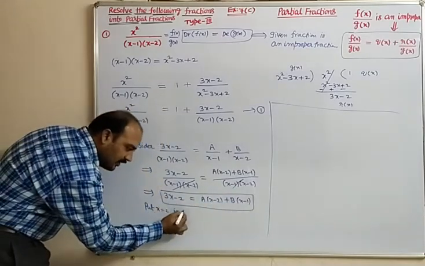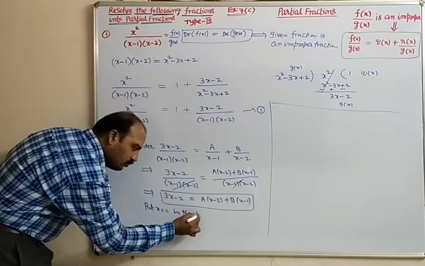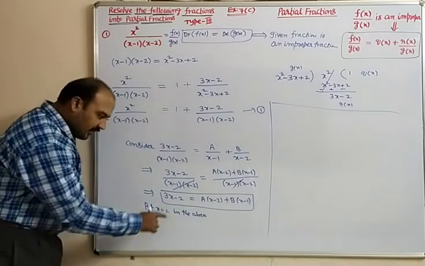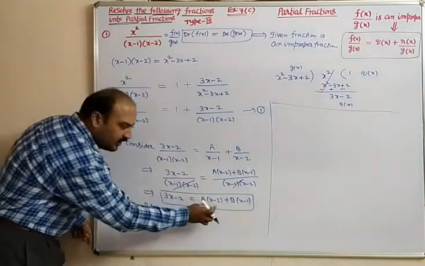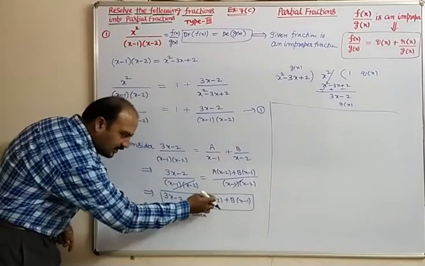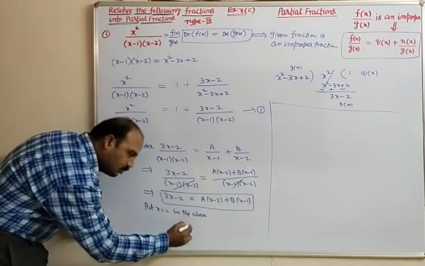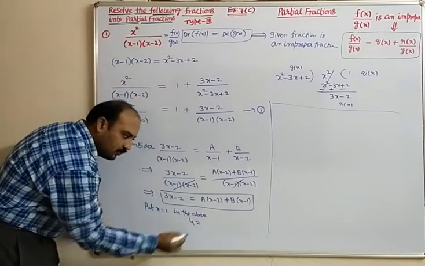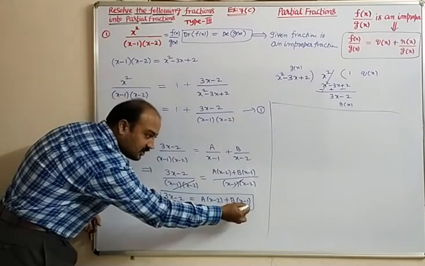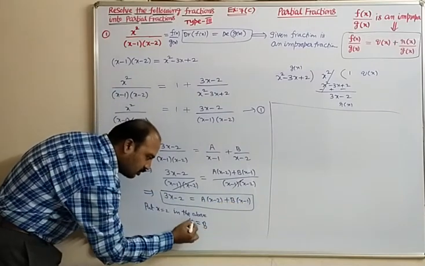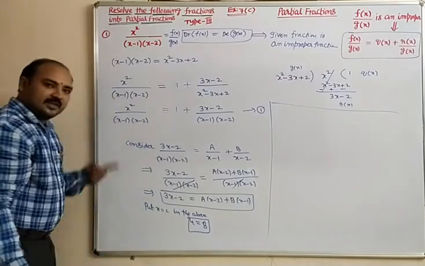Put x equal to 2 in the above. Wherever x is there, you have to replace it with 2. Here 2 minus 2 is 0, and 0 times anything is 0. So 3 into 2 is 6, 6 minus 2 is 4, equal to, this value goes to be 0. 2 minus 1 is 1, 1 into b. So we got the value of b.